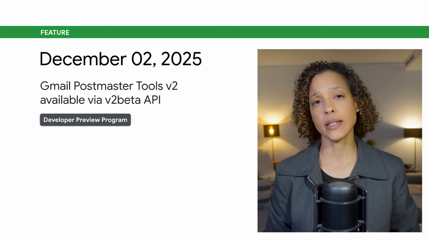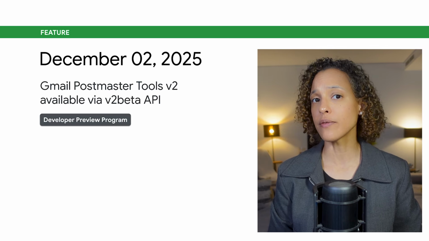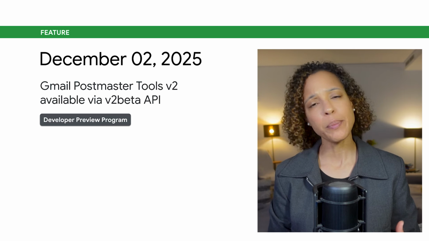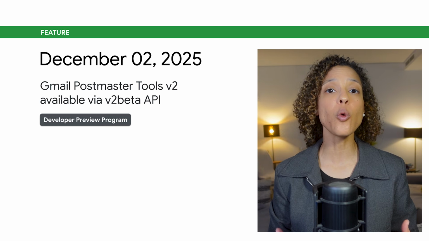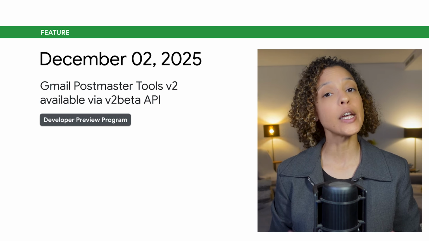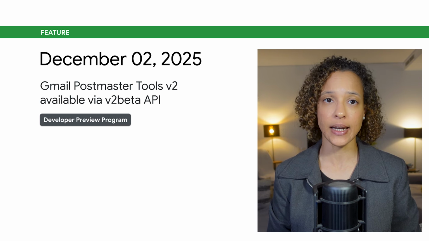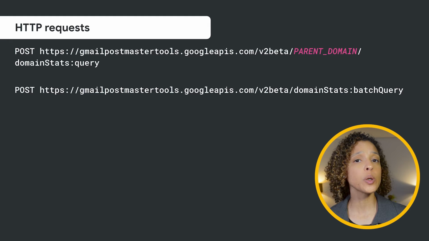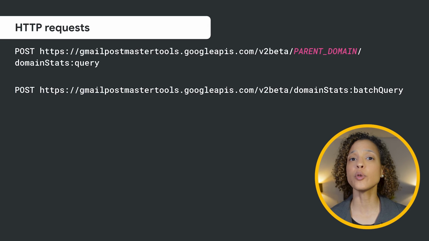You can now access data in Gmail Postmaster Tools v2 using the v2 Beta API. The new API provides access to the full Postmaster Tools dataset, including compliance status data. The v2 Beta API includes enhancements such as the query domain stats method for flexible querying and adds support for batch operations. This feature is available through the Developer Preview program.